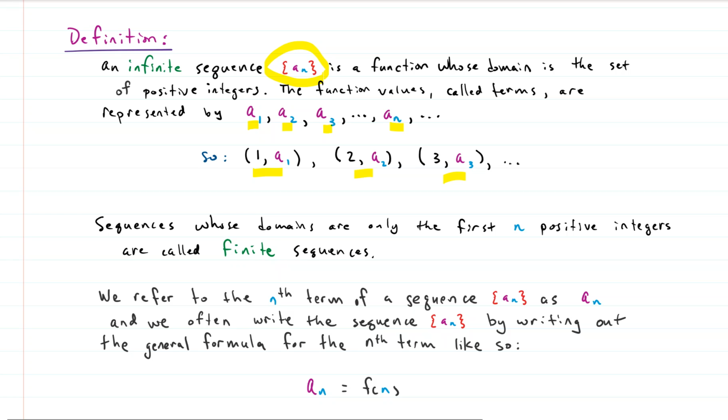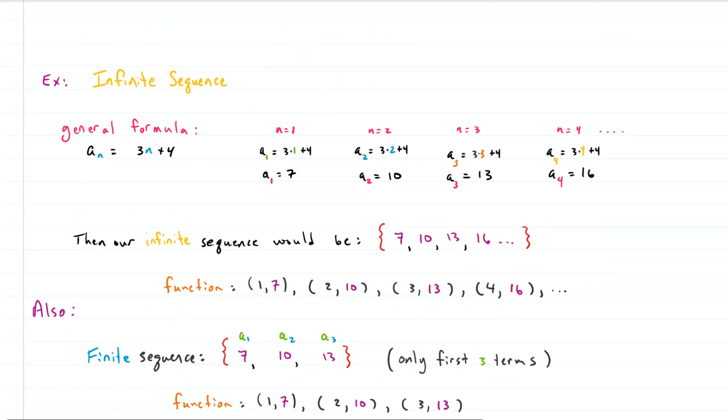So we refer to the nth term of a sequence, and again the sequence has curly brackets. We refer to the nth term as a sub n, and we often write the sequence in a shorthand by writing out the general formula for the nth term. And it looks kind of like this. It'll be a sub n for the nth term equals, and then it'll have some function involving n. So let me give you an example.